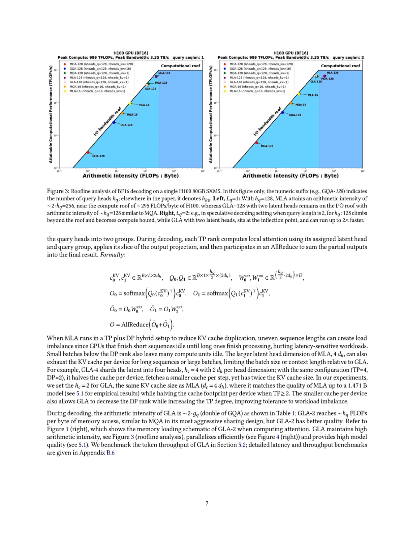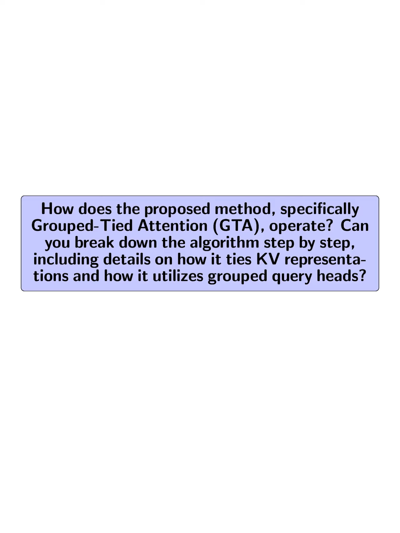These improvements allow for better scalability across devices and more effective utilization of modern hardware, which is essential for deploying LLMs in real-time applications. How does the proposed method, specifically grouped tied attention, GTA, operate? Can you break down the algorithm step by step, including details on how it ties KV representations and how it utilizes grouped query heads?